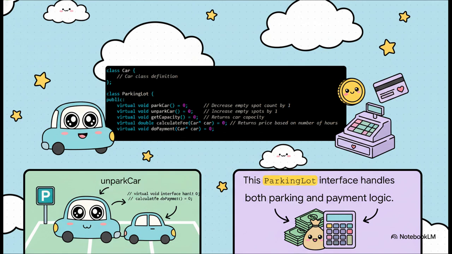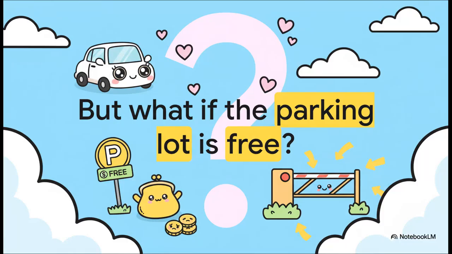And at first glance, this seems fine. It lets you park, unpark, get capacity, but look closer. It also forces you to handle calculating fees and processing payments. It's trying to do the whole shebang. And this is where our perfect one-size-fits-all model starts to crack.